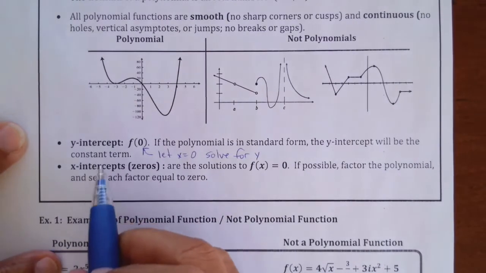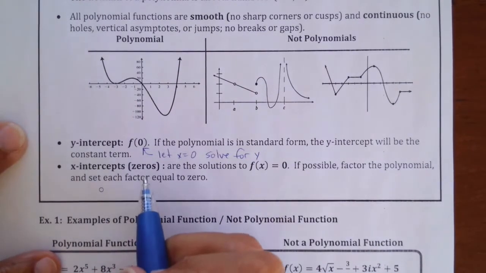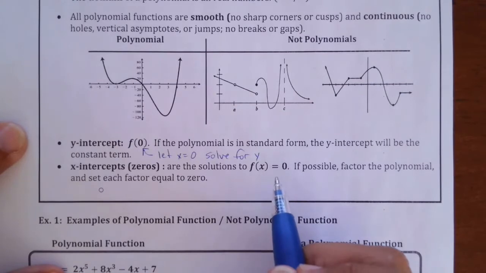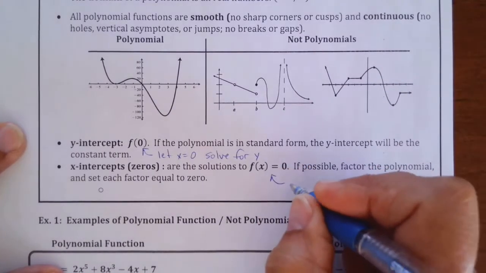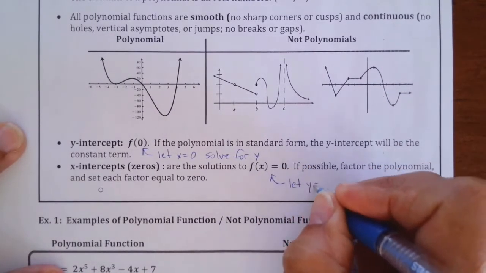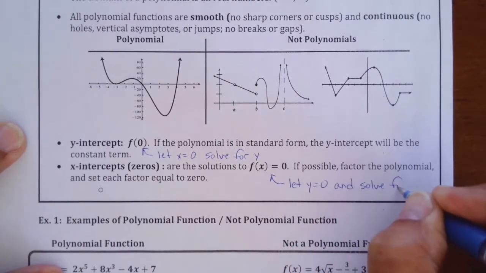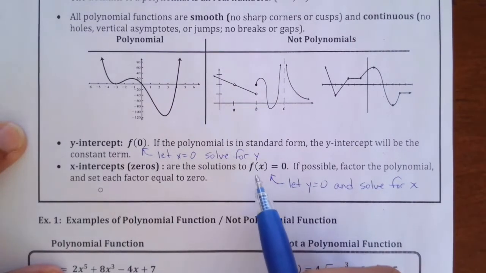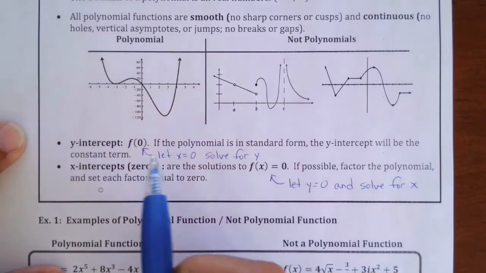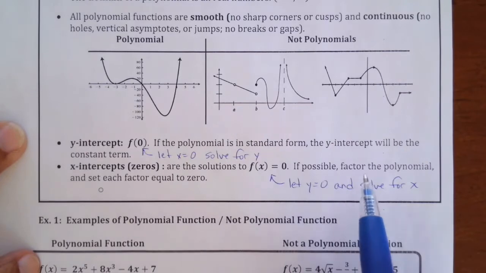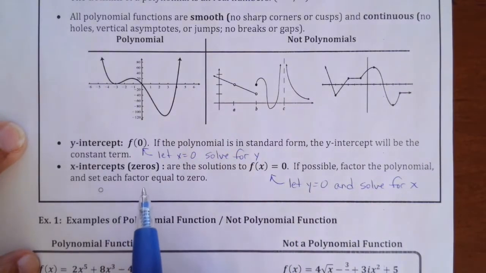And then to find the x-intercepts, which are, remember, also called zeros, roots, and solutions, there's a lot of names for the x-intercepts, you would set the function equal to 0. So this right here means you're going to let y equal 0 and solve for x. That's just the mathematical way to say let y be 0, solve for x. The other is the mathematical way to say let x be 0, solve for y. And it says, if possible, factor the polynomial and set each factor equal to 0.